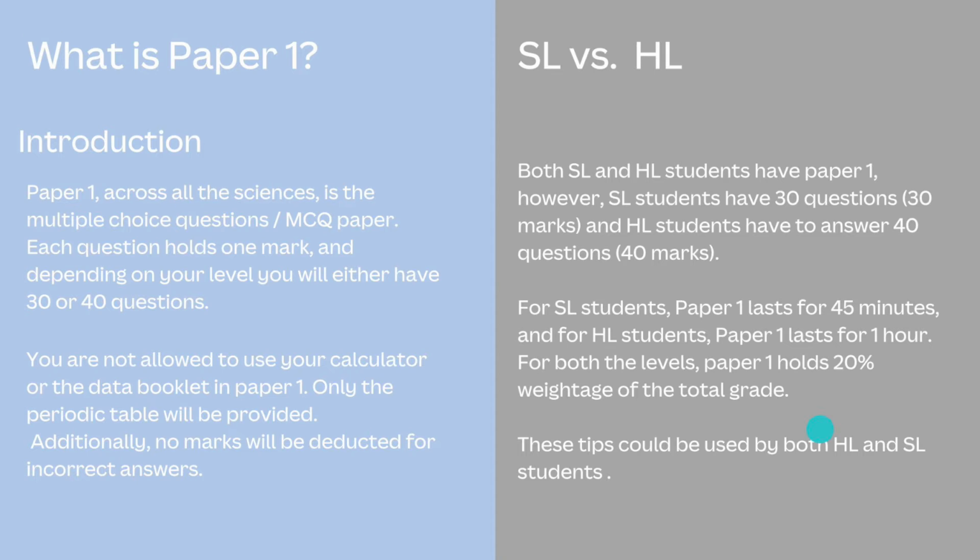Moving on to the differences between standard and higher level. Standard level students have 30 questions and their paper lasts for 45 minutes, and higher level students have 40 questions and their paper lasts for an hour. Paper 1 holds 20% weightage of the total mark for both of the levels. The tips that are provided in this video could be used by both HL and SL students.